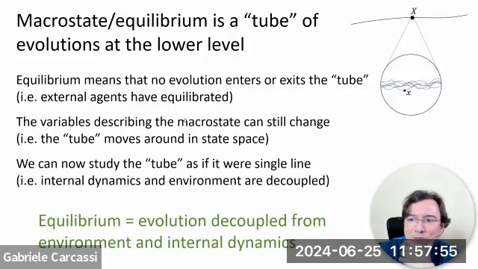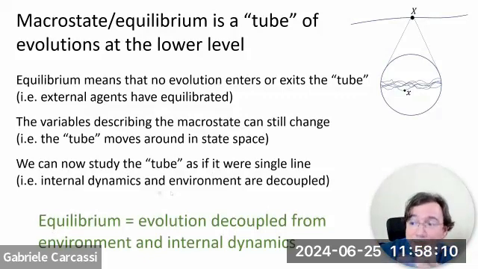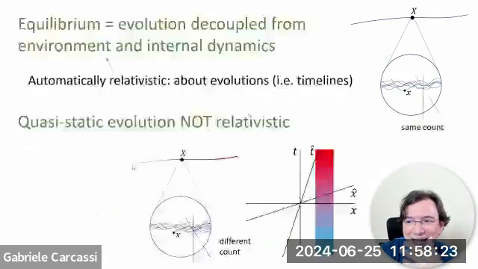And the variables describing the macrostate can still change. So you still have things that move around. And you study this tube as if it were a single line. From a distance, this tube is small enough, and I pretend that it's a single line, and that's what my macrostate is. So in this sense, the equilibrium is really when the evolution is decoupled from the environment and the internal dynamics. It's doing its own thing, but it stays in its place, and I can study it as a unit.